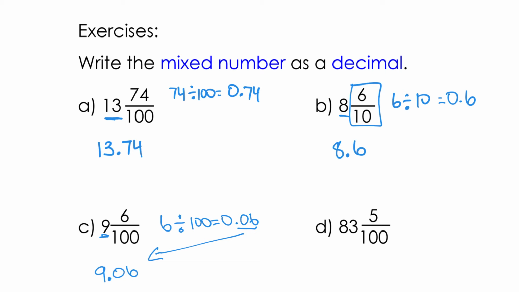Our answer is 9.06. And lastly, here on this slide, 83 is our whole number. So we just write that down with a decimal point. 5 divided by 100 gives us 0.05. Keep this, put it over here, and there is your answer, 83.05.